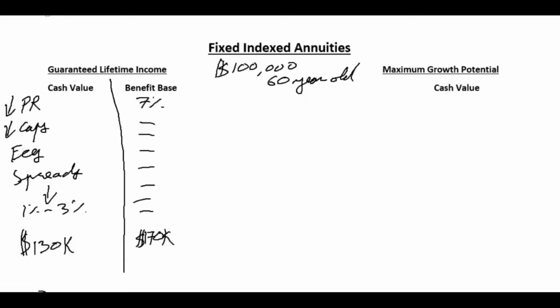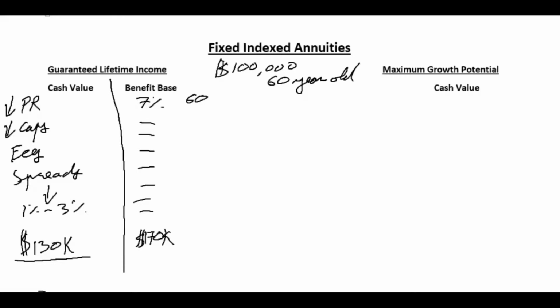Now, if after 10 years you decide you want to walk away, what do you walk away with? 170,000 or 130? Well, of course, it's 130, your actual cash value, which is why you would not want to purchase one of these if the idea was to walk away, if the idea was not to activate the income stream. The benefit base is used solely for calculation purposes.